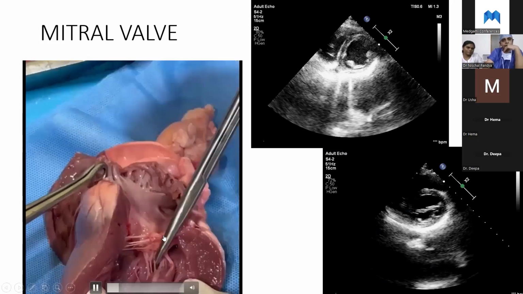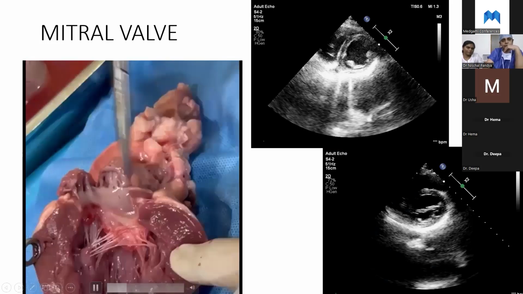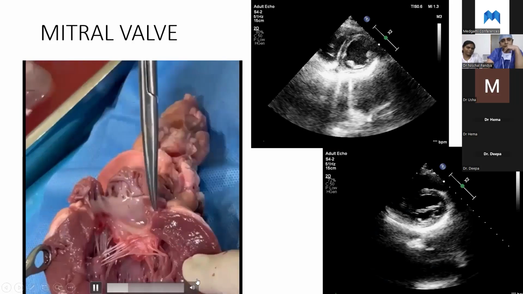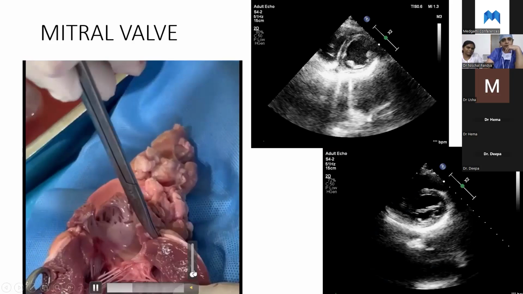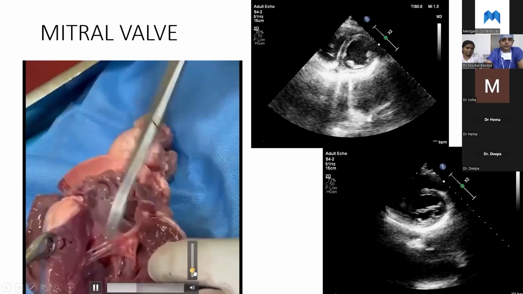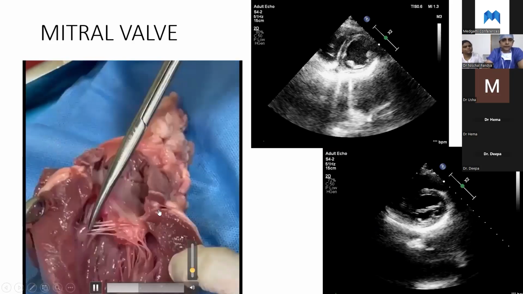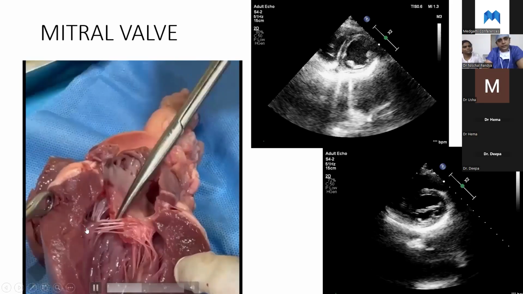Yeah. So looking at the cavity there, that is the circumflex artery. I think it may be the vein accompanying it. I mean, the part of the great cardiac vein, but the circumflex artery is right over there as well.